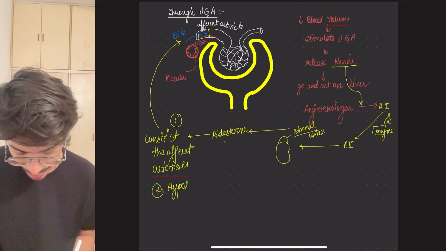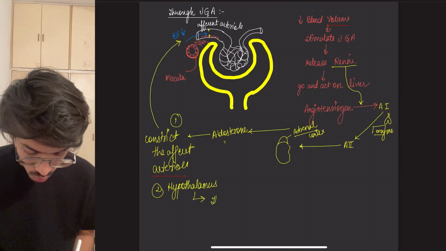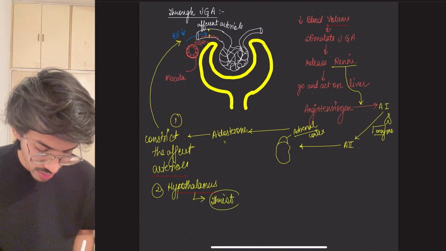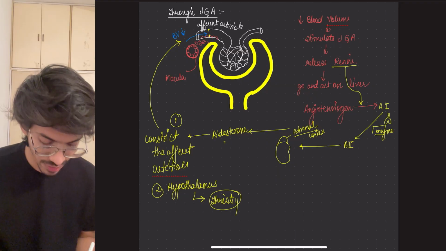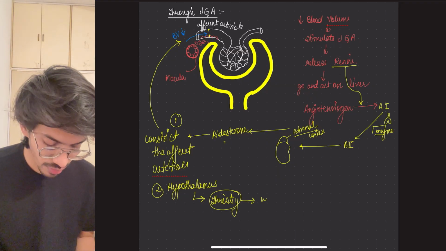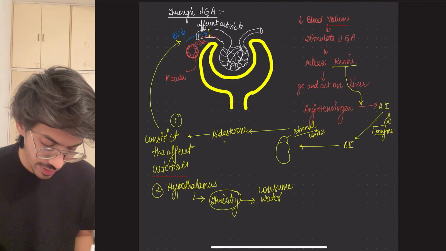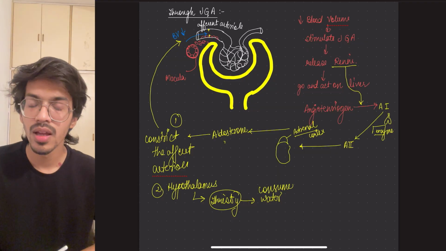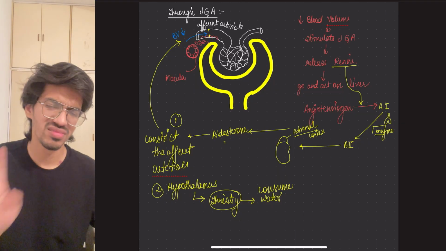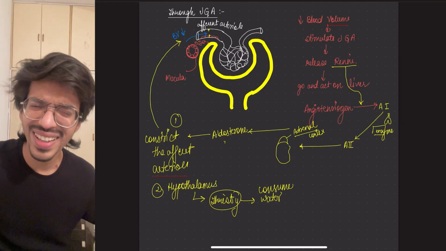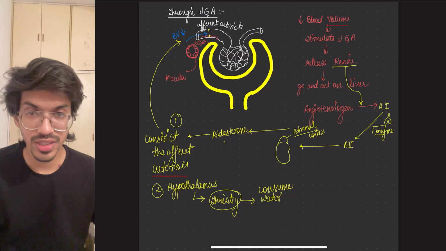Second thing, it will activate the hypothalamus, and it will increase our thirst. The person will feel thirsty, and then will consume water, so the water level will increase in the body. And the third thing, that's it. Just remember these two things. That's enough. These things you have to remember about the JGA.